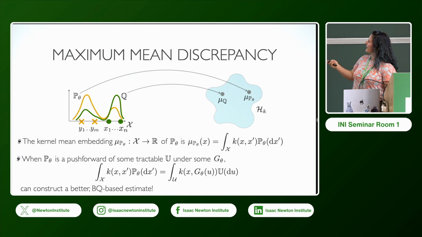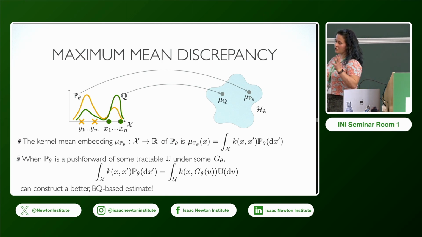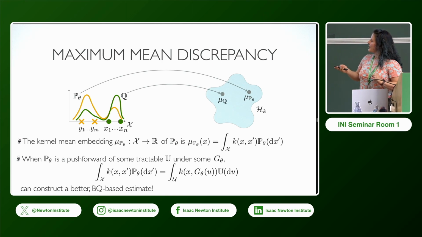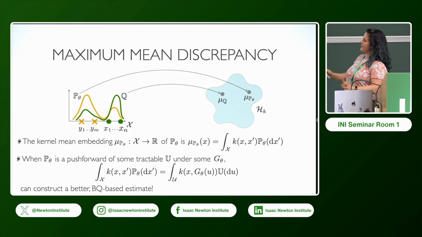Since it's a push forward, I can express this integral of interest in this form, and now it just looks like I'm integrating a function that I know quite a bit about. I will probably know something about the smoothness of g theta, and something about the smoothness of k, and u is a tractable distribution, so as referred to earlier, we'll have closed form integrals for some well-known kernels. This is a ripe area for BQ. So we are going to construct a BQ-based estimate for this setting.